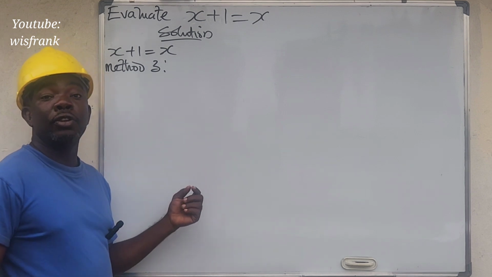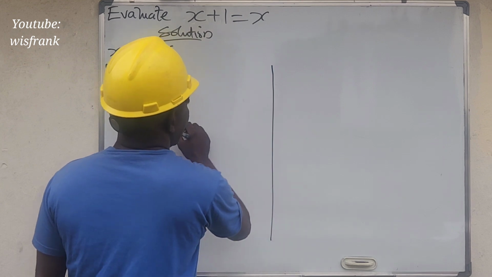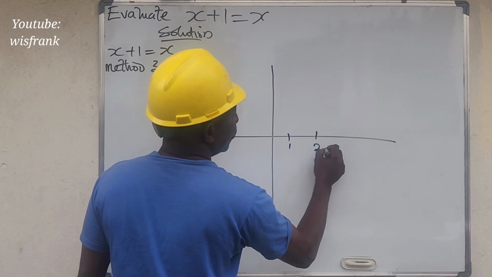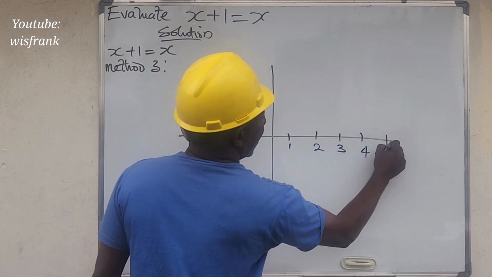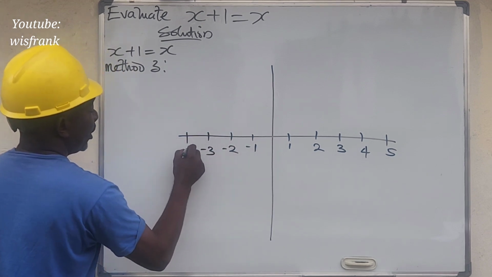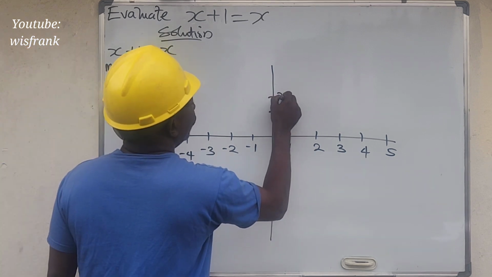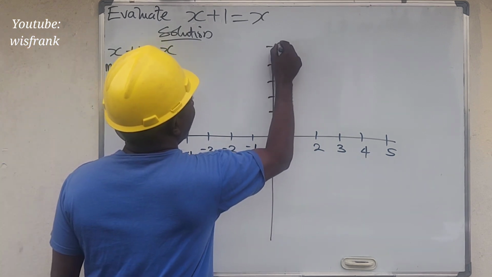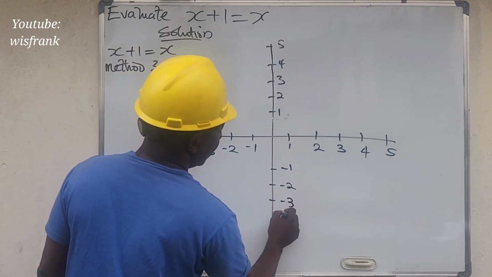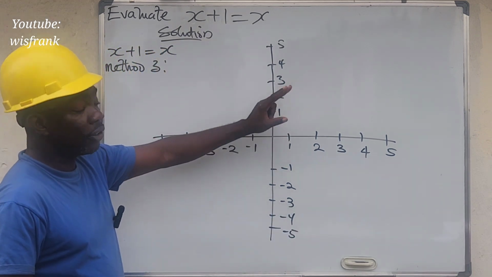This method 3 is going to be a graphical representation of this equation. So from here we have the coordinates that we have here. This is going to be 1 and this is 2. If we calibrate this 3, 4 and 5. And here is minus 1, minus 2, minus 3, minus 4, and minus 5. So here is going to be 1, 2, 3, 4, then we have 5. So this other side we have minus 1, minus 2, minus 3, minus 4, minus 5. So this is the graphical representation of this.